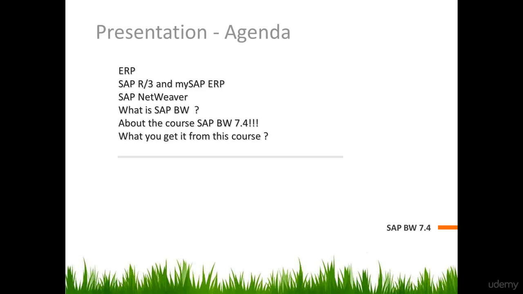So the agenda for today's part 1 is to give a brief idea about what is ERP and what is SAP BW, why we need to learn it, and what you get from this course. So the audience is clear, and at the end of this presentation, you will be clear why you are here. So it starts with ERP. We will learn what is ERP, what is SAP, R3, NetWeaver, what is BW, and about this course and what you get from it.